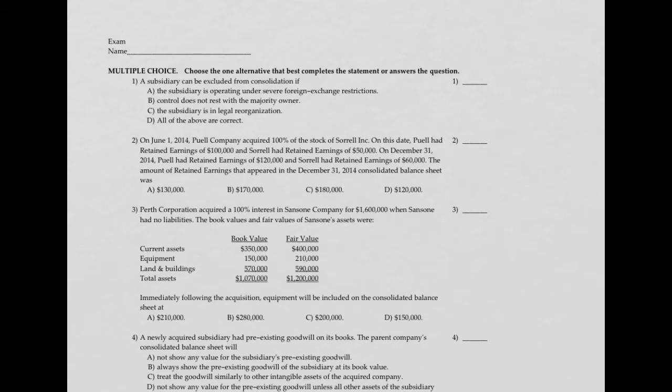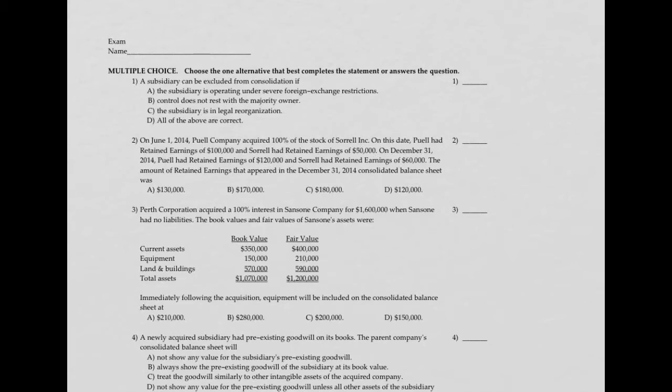Number 3, let's see what we're looking for. It's asking for, immediately following the acquisition, equipment that will be included on the consolidated balance sheet. So this is not even almost a Chapter 3 question. It's really a throwback to Chapter 2. At the acquisition date is all we're really interested in. And let's see what we've got. Equipment was acquired with a fair value of $210, and thus that's the answer. At the acquisition date, equipment will be recorded on the consolidated balance sheet at the fair value, $210. Again, a simple question really from Chapter 2.